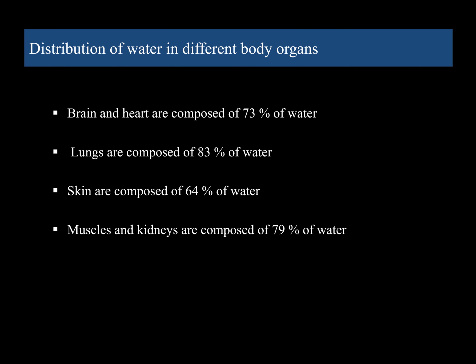This slide shows water percentage in different organs. Some organs contain more water than others. For example, the brain and heart contain about 73% water. The lungs contain about 83% water and the skin contains about 64% water. This helps us understand why dehydration can affect the brain quickly and why water is very important for normal organ function.